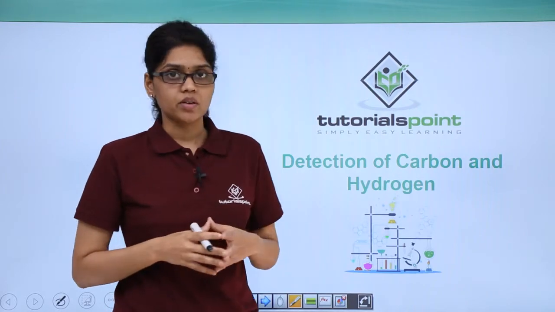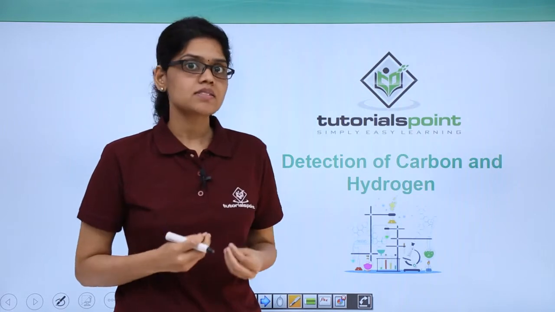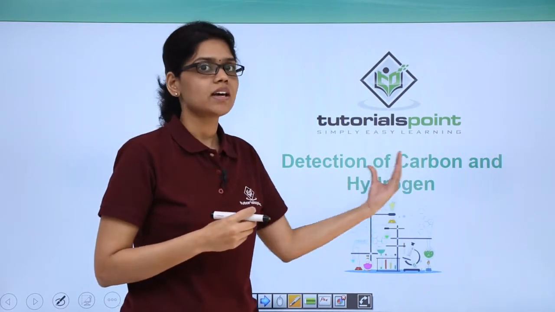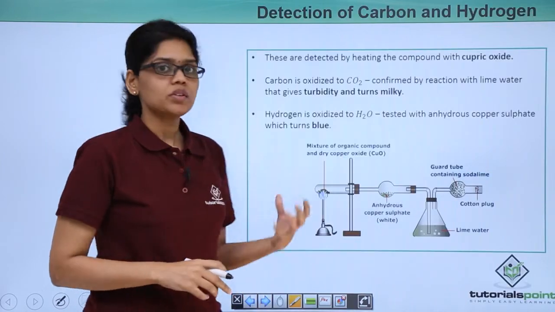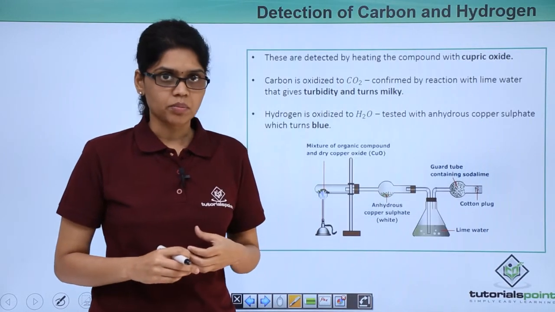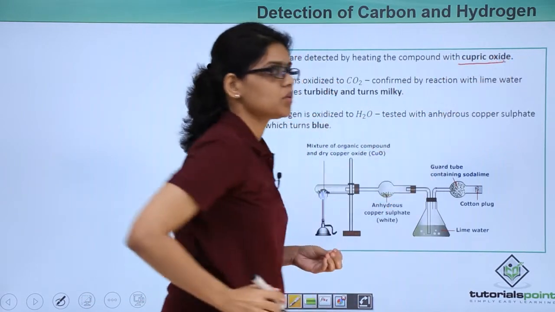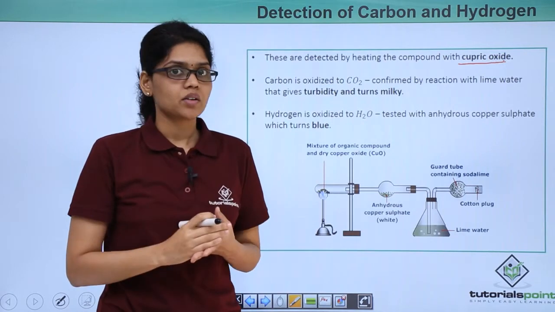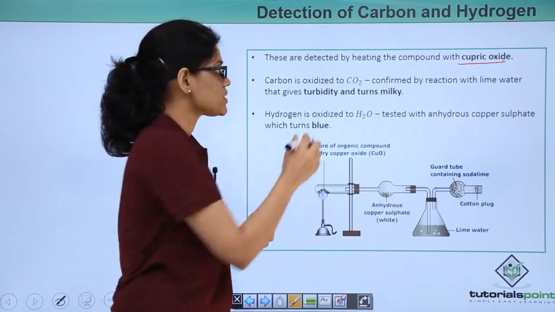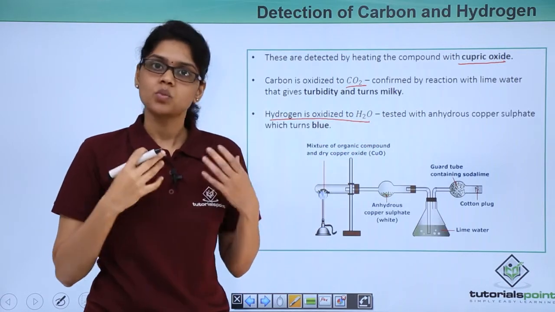In this particular video, we are going to study a particular type of test that will help us in detecting the presence of carbon and hydrogen in our organic compound. So for that, what you need to do is take your organic compound and simply heat it with cupric oxide or CuO. So what happens in that case? Carbon in the organic compound gets oxidized to carbon dioxide and hydrogen in the organic compound gets oxidized to water.